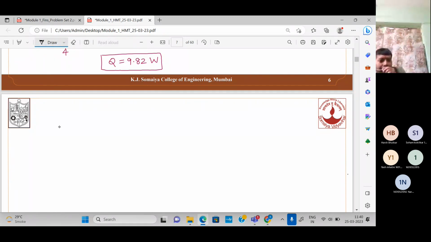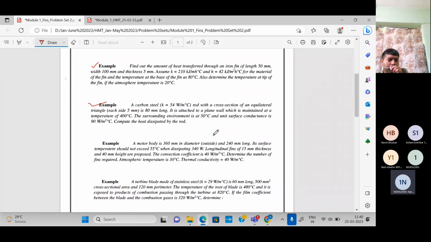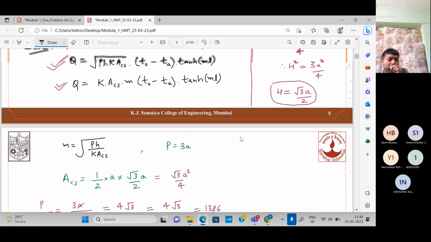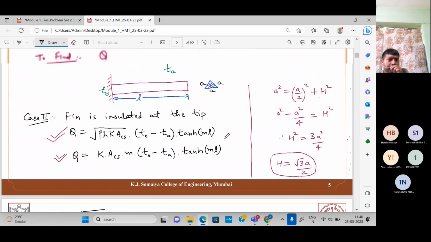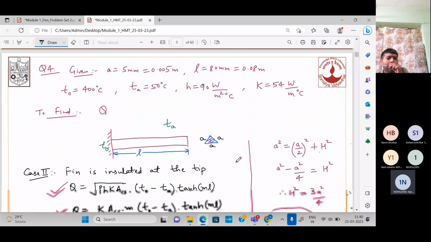Okay, so question 5. Let's solve question 5. Can you show the previous question? I was unable to follow because I was having some net issues. Yes, the previous one, the fourth one. Okay, so this is the fourth one. This is the problem. We have already solved this problem, the fourth one.